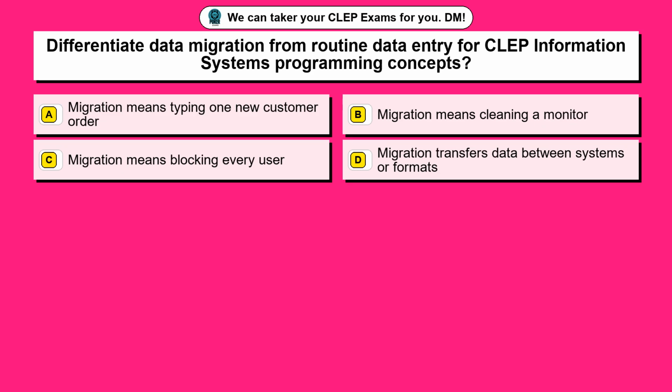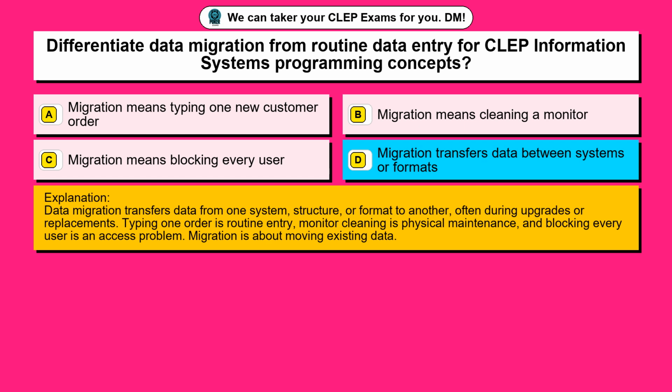Question 88. Differentiate data migration from routine data entry for CLEP Information Systems programming concepts. Option A. Migration means typing one new customer order. Option B. Migration means cleaning a monitor. Option C. Migration means blocking every user. Option D. Migration transfers data between systems or formats. The correct answer is option D. Migration transfers data between systems or formats.